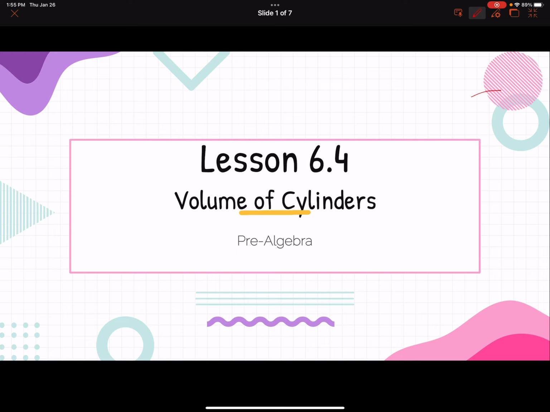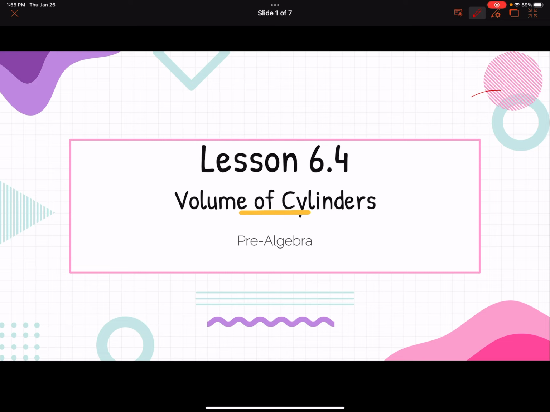So the last lesson in chapter 6, wrapping up these three-dimensional shapes. We've done surface area of rectangular prisms and cylinders. And then we did volume of a rectangular prism, so now we're going to do volume of a cylinder.